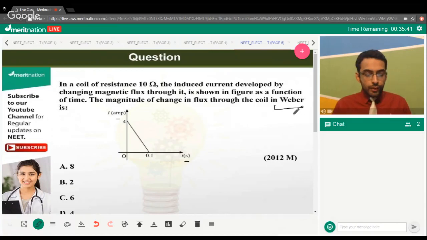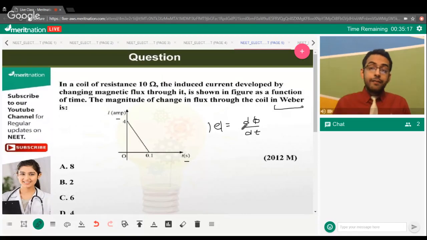Now, if you recall, the EMF induced in a coil, if you talk about magnitude only, will be equal to d phi over dt. And if you want to find the current, it is given by simply E by R. So I equals 1 by R into d phi by dt.